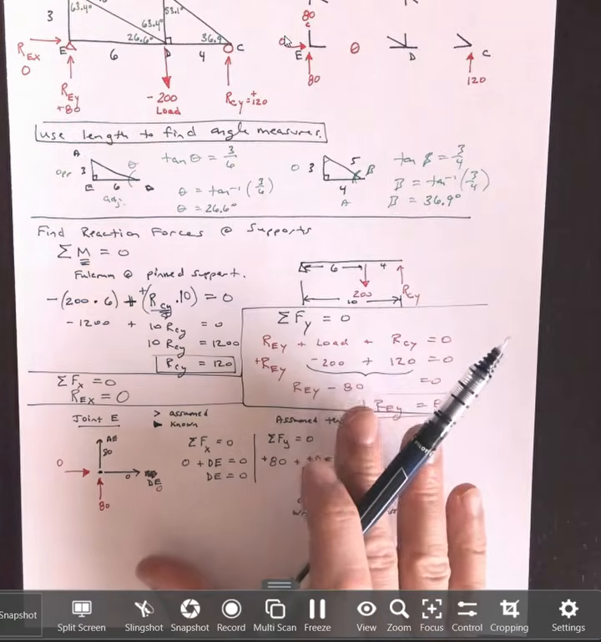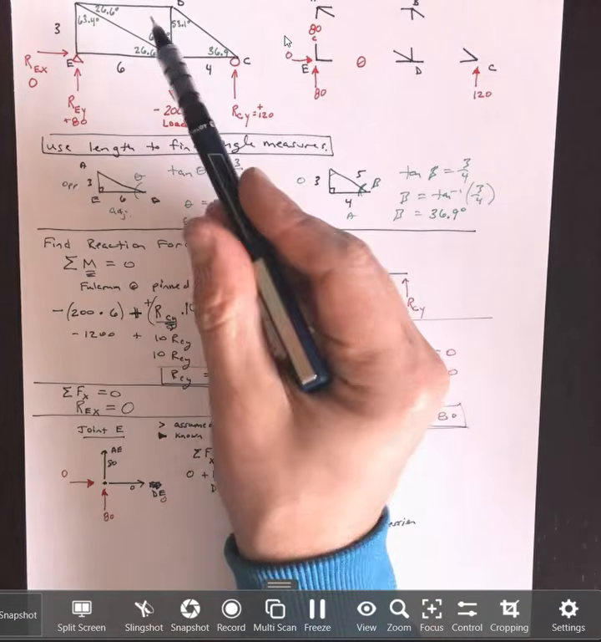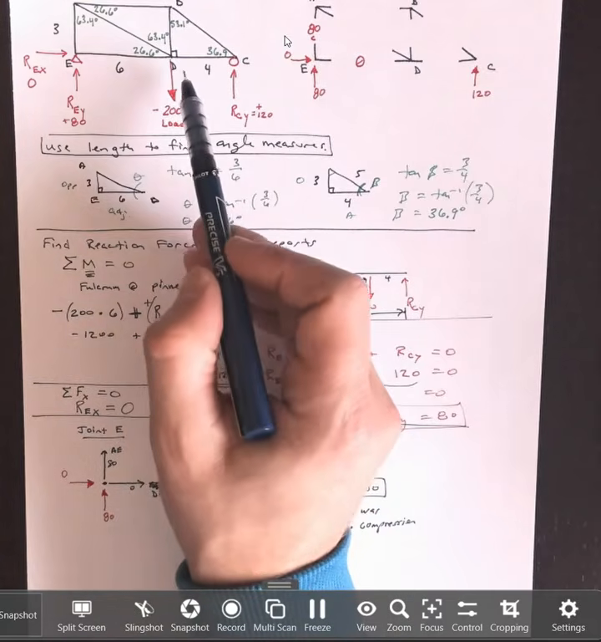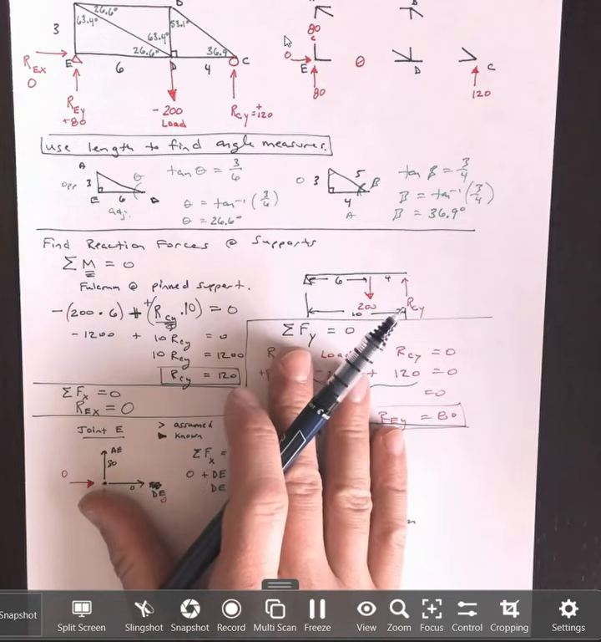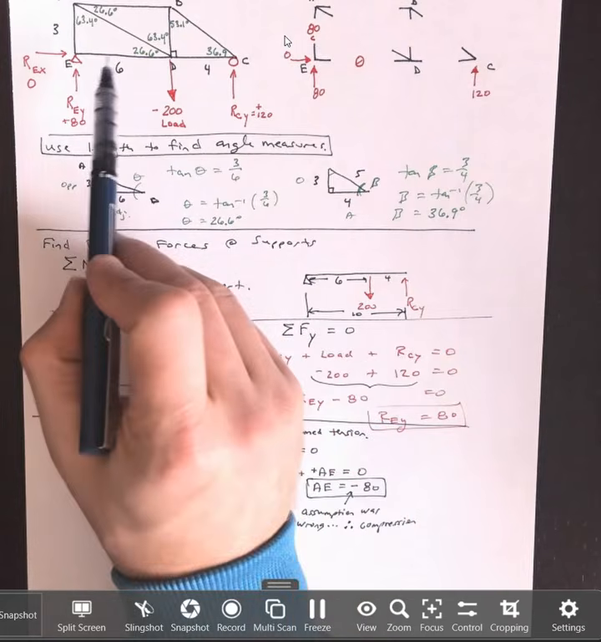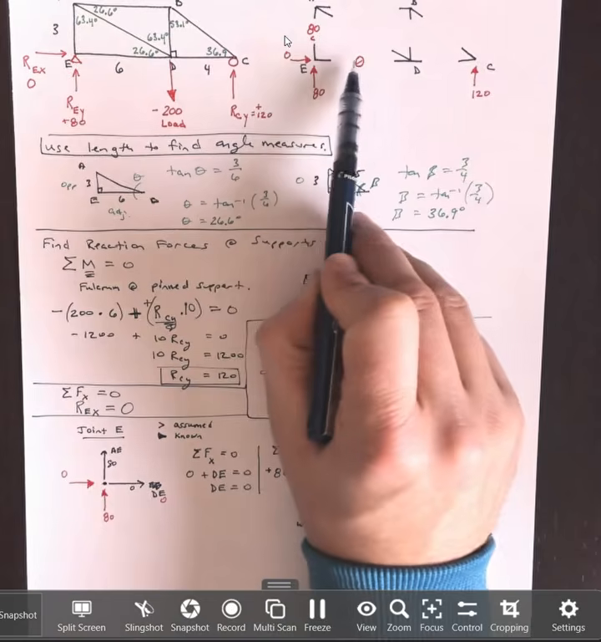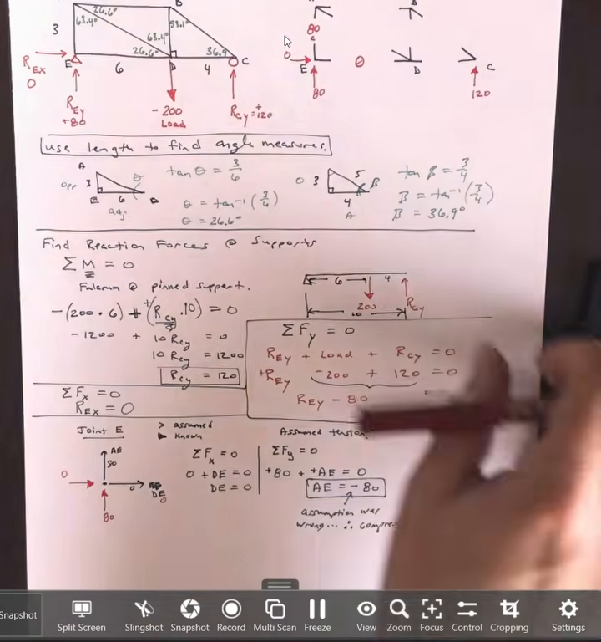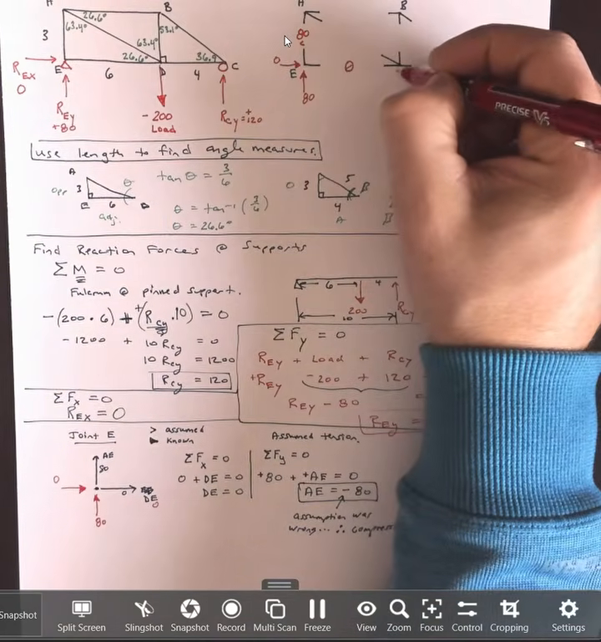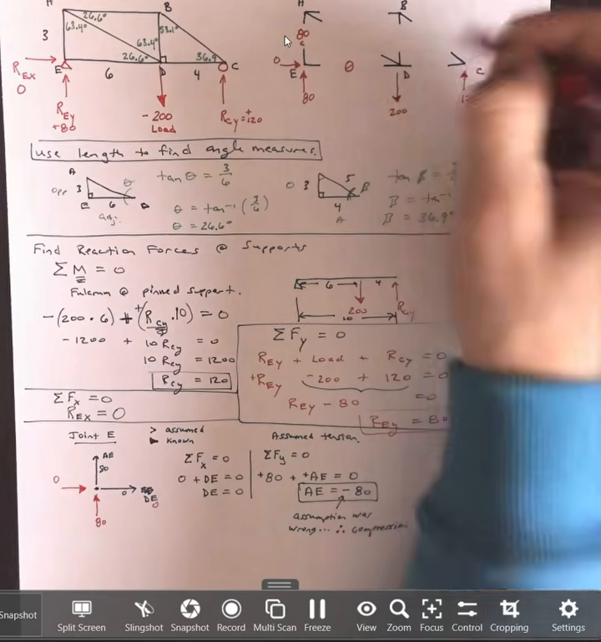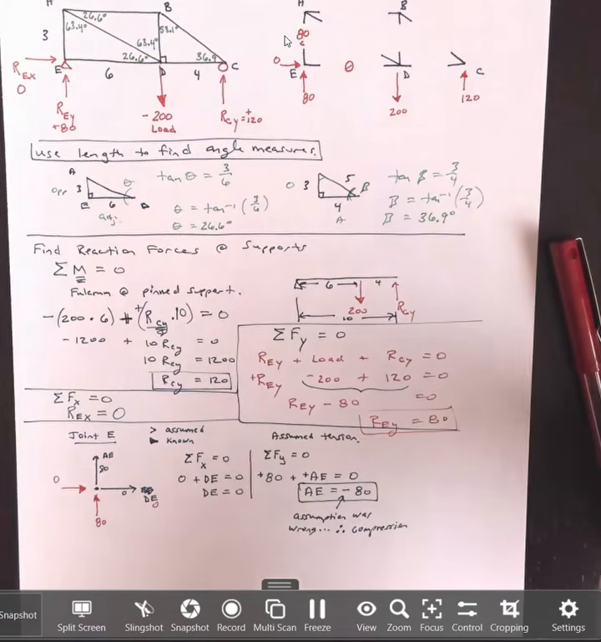I can, I guess, trace out a little bit quickly for you to understand what would happen if we go to another joint. It might make sense to go to D. We now know that ED is 0, and we know this load is 200. So we do have one vertical and one horizontal.